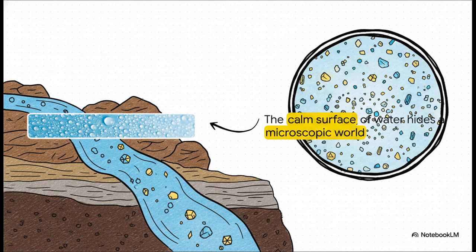But what's truly amazing is water's journey. Long before it ever reaches your tap, it travels miles and miles over rocks, deep underground, and through rich soil. And because it's that universal solvent we mentioned, it doesn't travel alone. Along its journey, it picks up these microscopic souvenirs from the earth. So, the calm surface of the water we see, it actually hides this incredibly busy, invisible world of dissolved minerals.